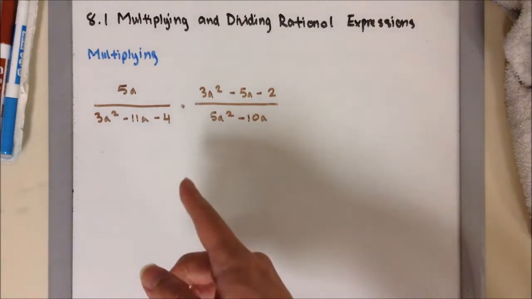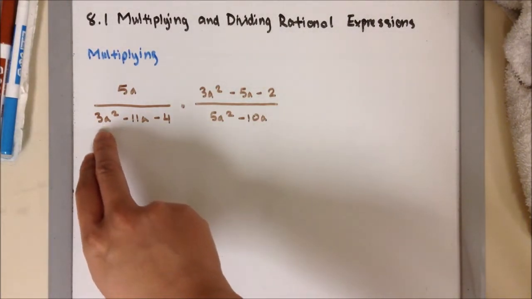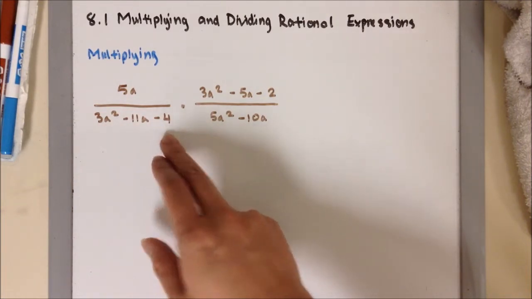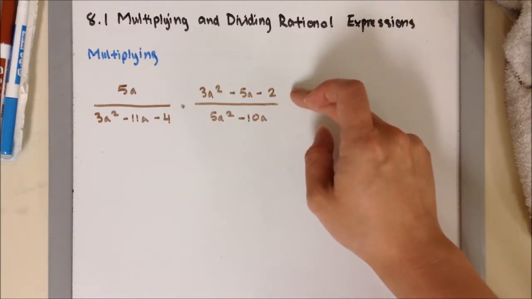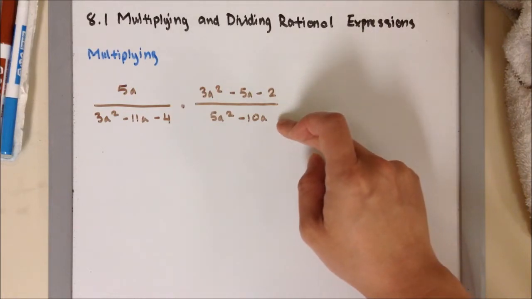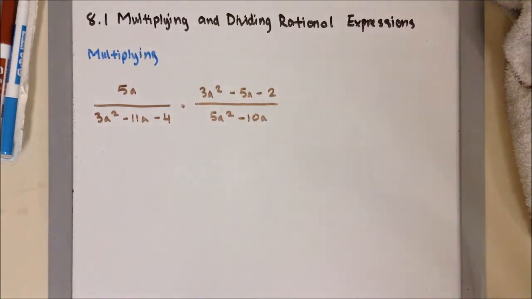If I examine this example closely, I know that in the denominator of the first fraction, we have a trinomial, which you can factor. In the second rational expression, if you look at the numerator, it's another trinomial, which you can factor. In the denominator, we have the binomial, meaning two terms, which you can factor by GCF.